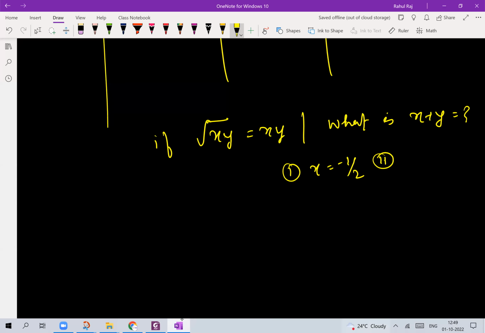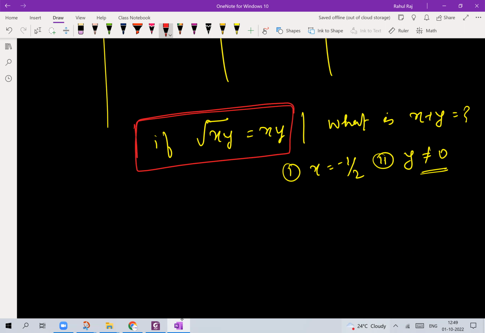xy is not equal to 0. You have to find the value of x plus y. Now please understand, there is a bit of information given to you. This information needs to be analyzed very properly. If we don't analyze it, it makes no sense at all. The whole point is that this information needs to be analyzed.